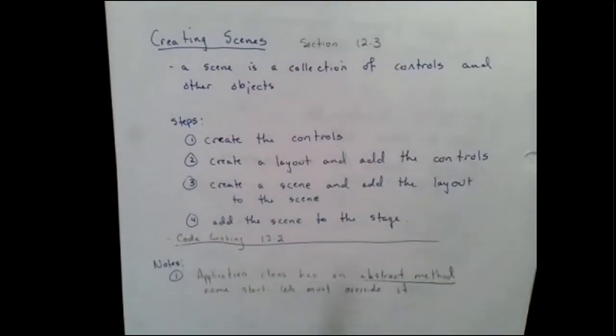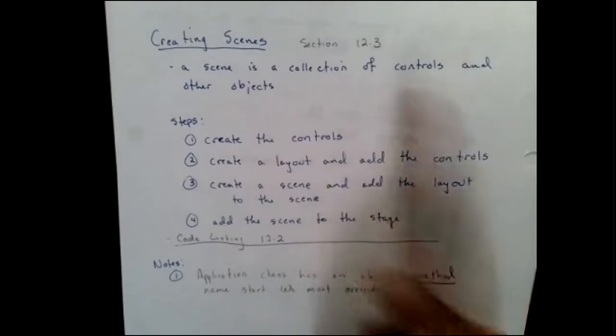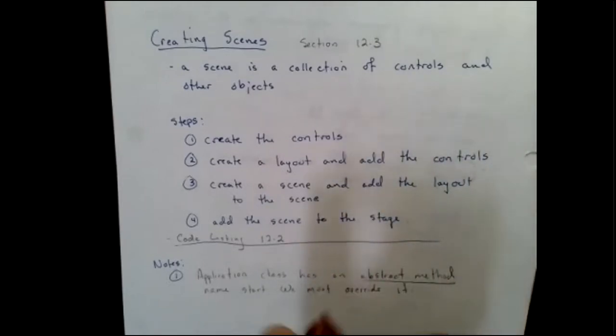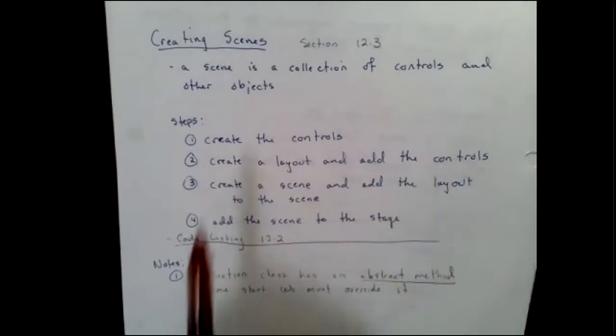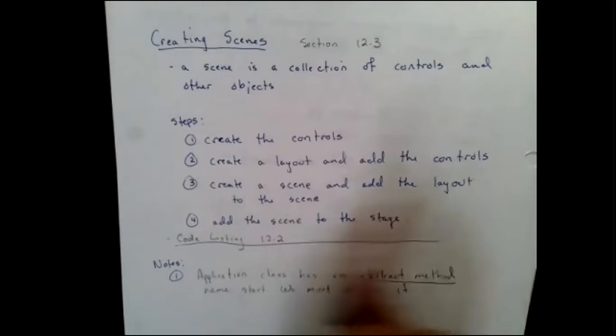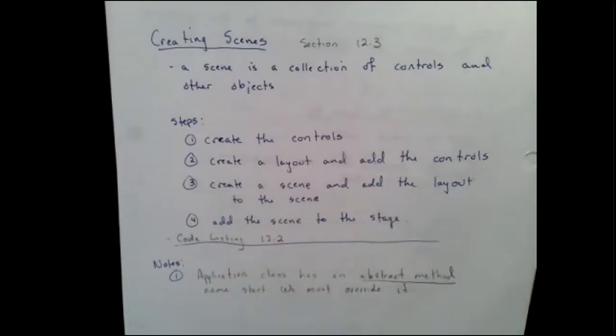Okay, so as I said earlier, now you can see we're starting section 12.3. We need to create scenes to put on our stage. We may have one scene, we may have 3 scenes. So we're going to create these scenes and stick them on our stage. What is a scene? A scene is going to be a bunch of these controls that we talked about earlier.